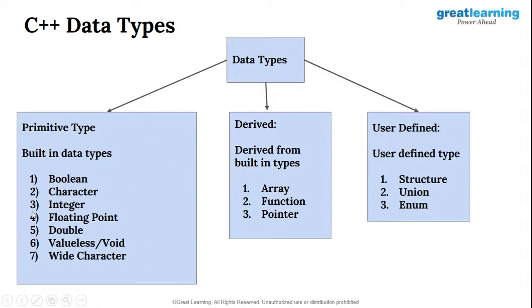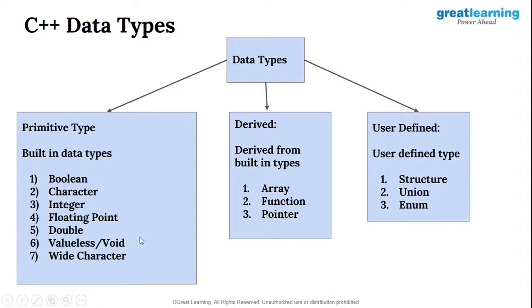Now let me just explain the most important ones. Character is one of the most important ones, integer and floating point. So this is for decimal, this is for negative and positive values, and this is for characters. And Boolean is basically true or false, right? This is how your maths is. Even in maths, you have true and false, right? In Boolean, similarly, you have true and false.